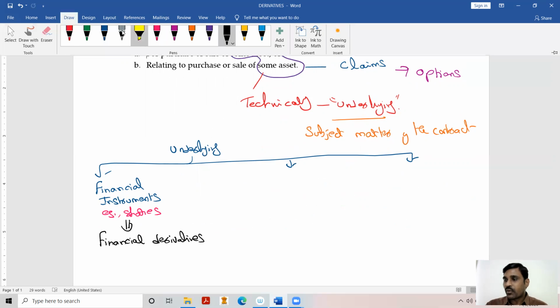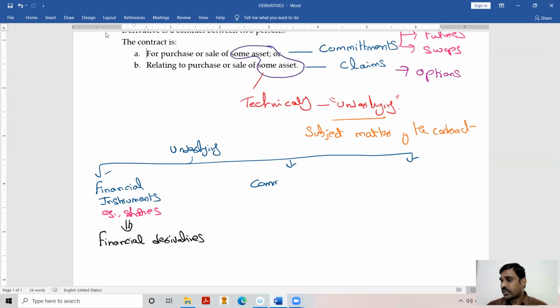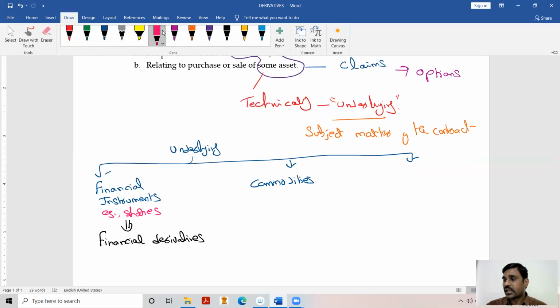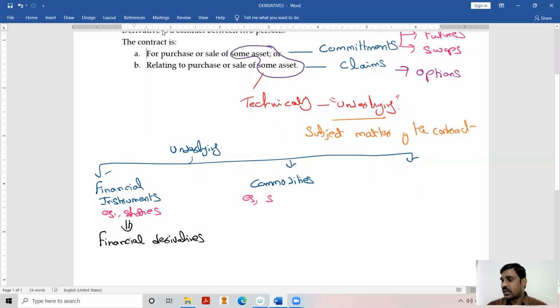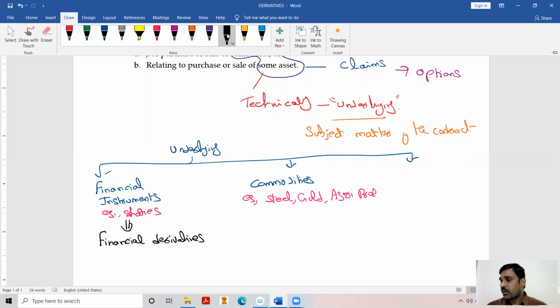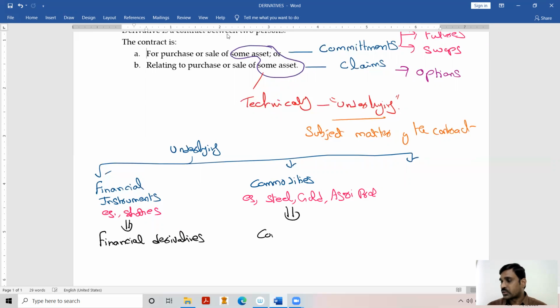Next, the second type of derivatives is commodity derivatives. The second type of underlying is commodities, for example steel, gold, agricultural produce, etc. These types of derivatives are called commodity derivatives. This is the second part.